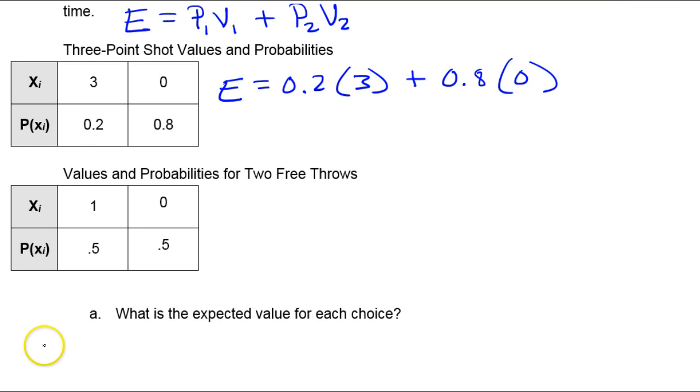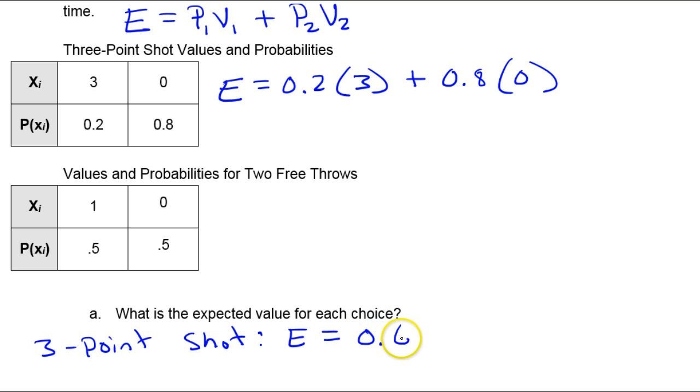Okay. All right, so for the three-point shot, expected value equals... Obviously, multiplying by 0, that's not going to give us anything. So really, it's just a matter of 3 times 0.2. So that should be 0.6.